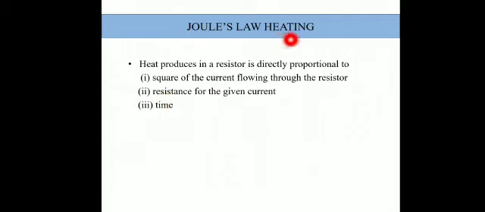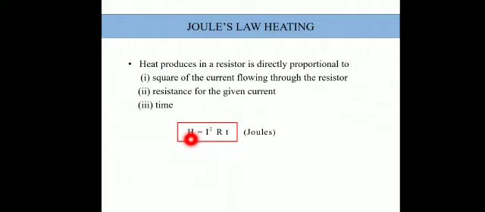So Joule's law of heating says that heat produced in a resistor or inside a wire is directly proportional to, number one, square of the current value which is flowing through the resistor, resistance of the wire for the given current, and time. So heat, this is how it is written: H is equal to I square. So first property is square of the current, second is resistance, and the third is time.